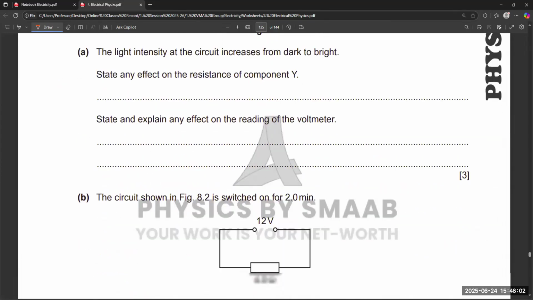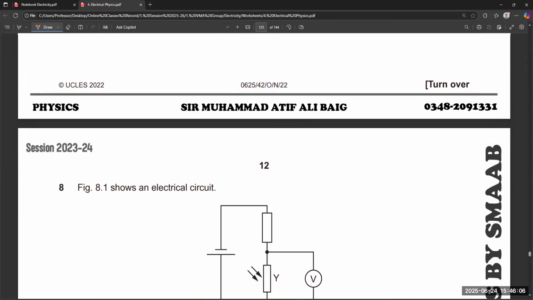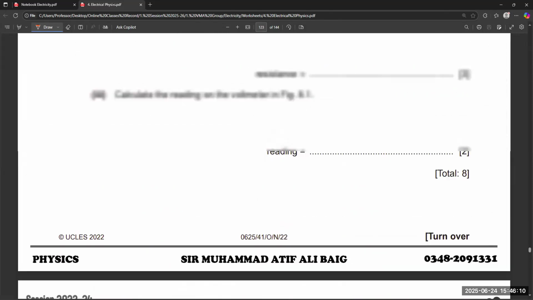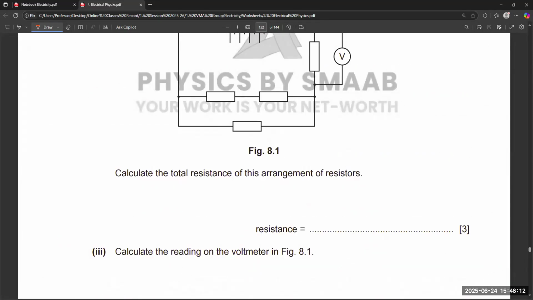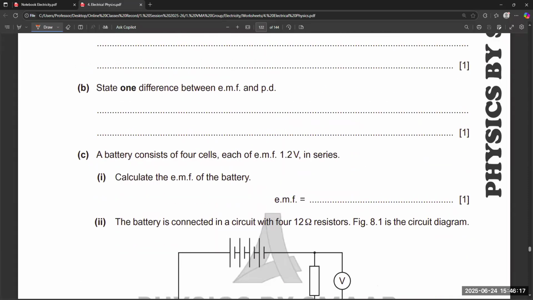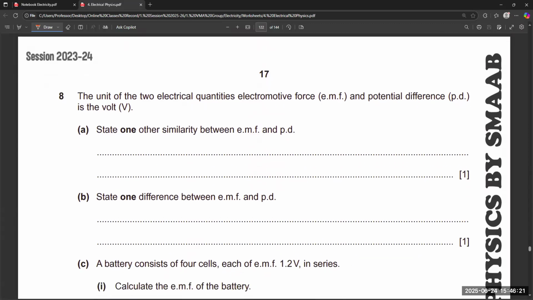okay, these are related to basically potential dividers. So we have to first discuss potential divider, then we will solve this potential divider concept. Okay, let's try this one.